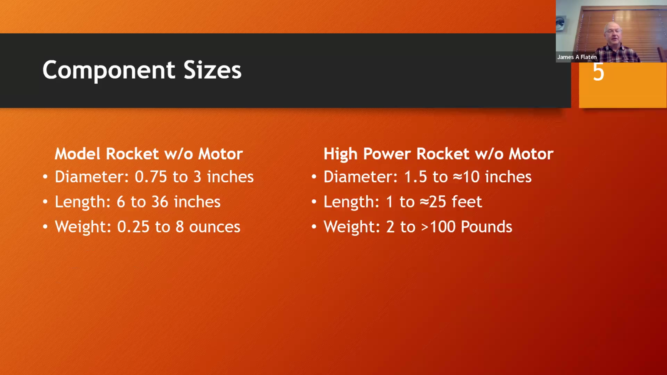So because the motors are bigger for high power rockets, not unexpectedly, the rockets themselves are bigger. The diameters, rather than being an inch or two, tend to be several inches across. The length, instead of being a foot or two, might be several feet. And the weights, instead of being a few ounces, can be a few pounds for high power rockets.